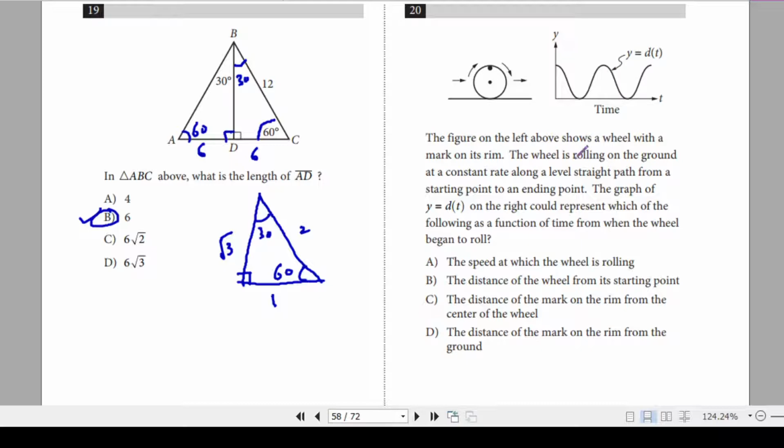Alright, the wheel is rolling on the ground at a constant rate along a level straight path from a starting point to an ending point. The graph of y is equal to d(t). Y is this height and d(t) is the distance term, right? As a function of time. Okay. On the right, the graph y is d(t) could represent which of the following as a function of time from when the wheel began to roll.